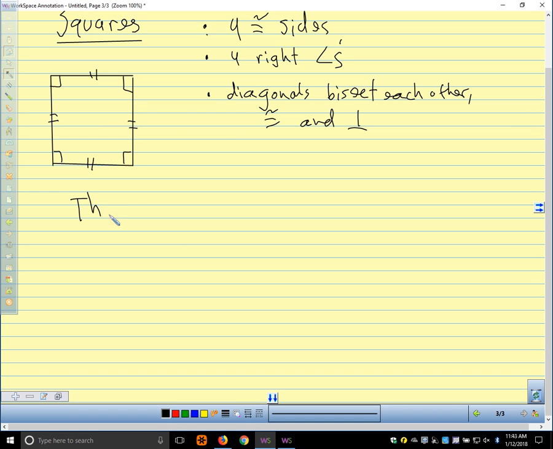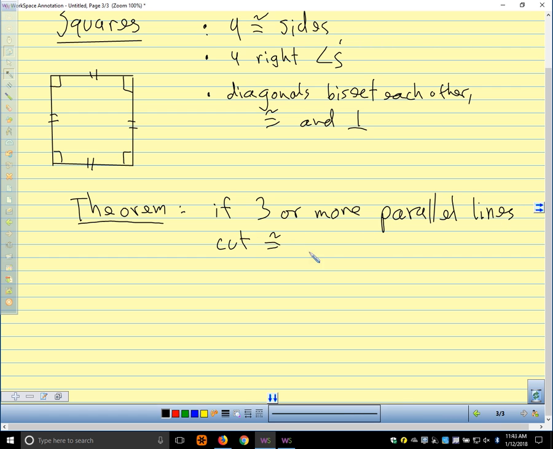This theorem doesn't have any special name, just a theorem. If 3 or more parallel lines cut congruent segments on one transversal, they cut congruent segments on any transversal.